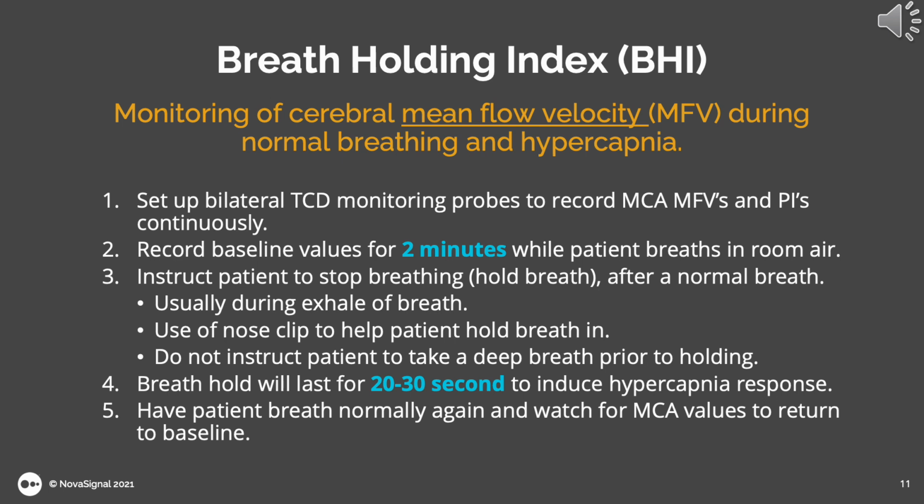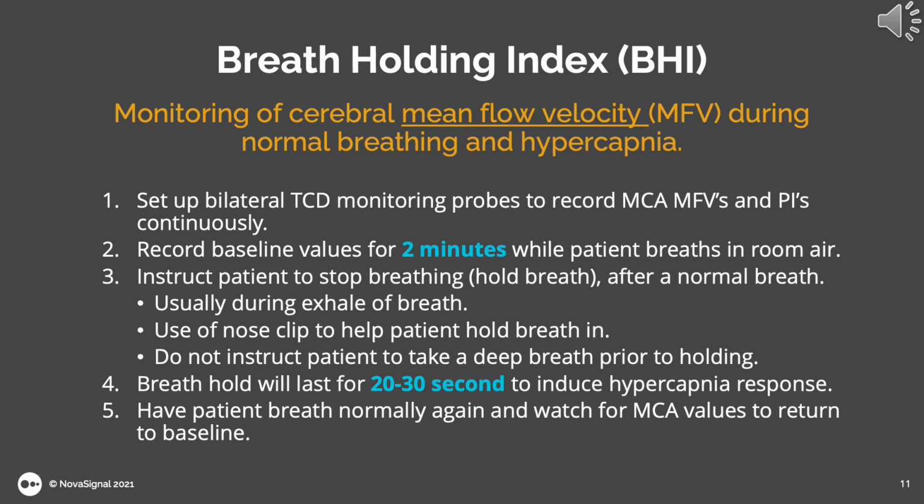After baseline recording is achieved, we instruct the patient to stop breathing or hold their breath after a normal breath. We do not want the patient to take in a deep breath, and we usually give the breath holding command during an exhale, so there is less oxygen present and the hypercapnia response can happen quicker. You can use a nose clip to help the patient hold their breath and help prevent them from breathing through their nose during this part of the exam.